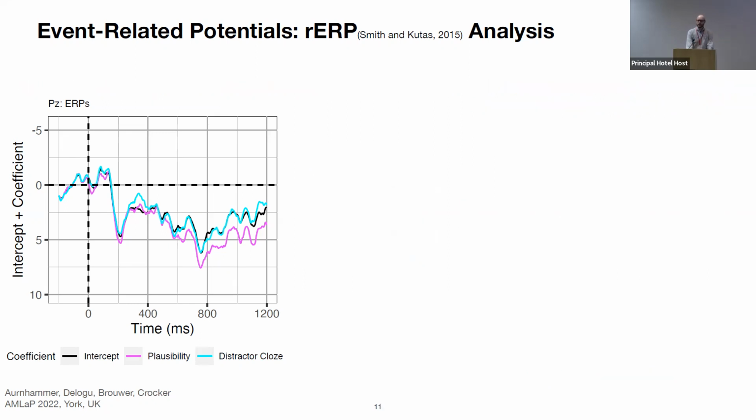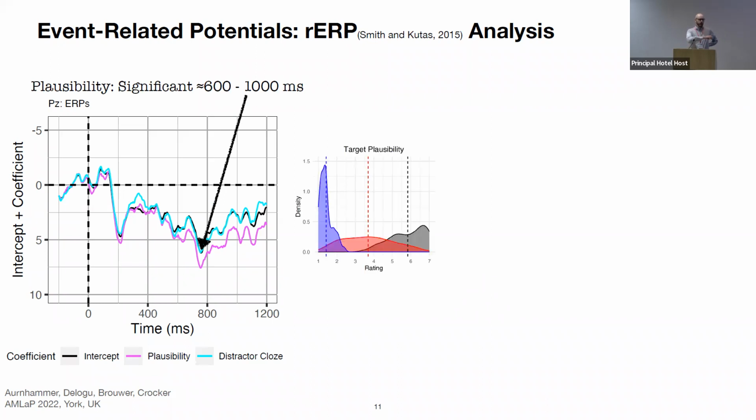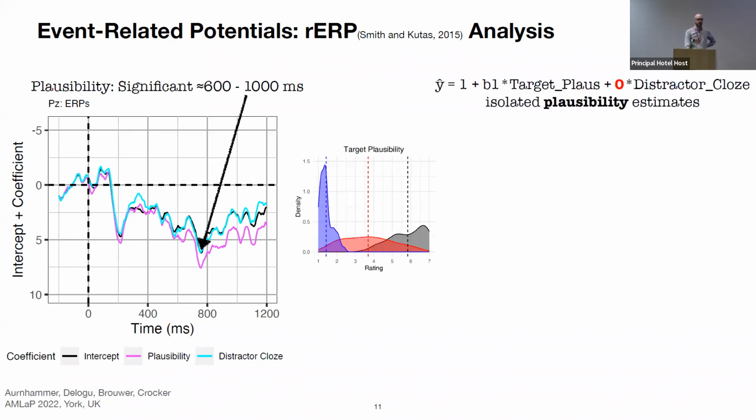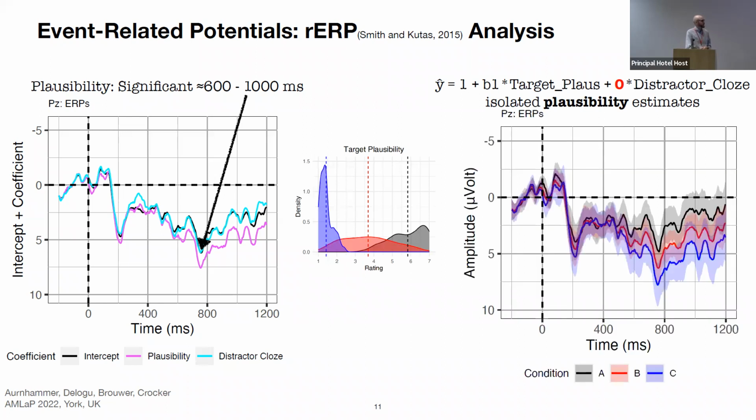So we just rinse, repeat that process for plausibility now. Again, this guy turns significant in the P600 time window. You multiply your coefficient vector with your per item plausibility ratings. You turn off the other predictor in a way, and then you can show what the isolated plausibility estimates look like. And this is what we then obtain. Again, I think this really shows plausibility doesn't predict any sort of N400 modulation here, and it's really the P600 that varies as a function of it.